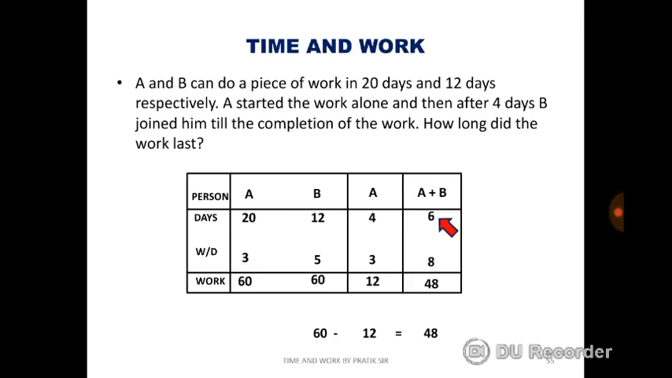Now it is asked how long did the work last? It means total work is completed in how many days? So A works for 4 days, A and B work for 6 days. Combining the work of A and A plus B, we get 4 plus 6, that is 10 days. So the total work lasts for 10 days, which is your final answer.